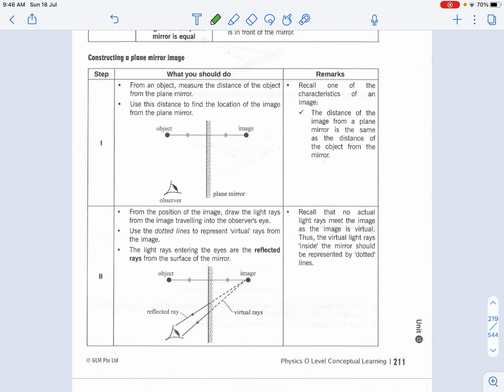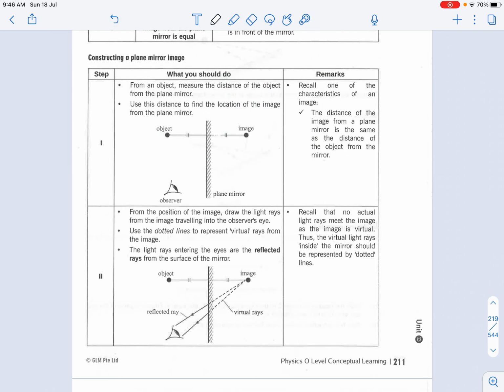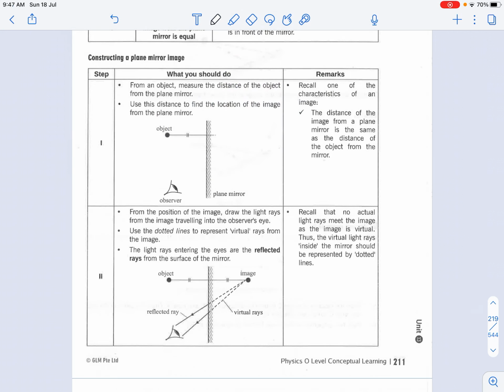Now another thing is, how do we go about constructing a plane image? So for a plane image, you will be given a question which will look something maybe like this, where you will be asked to draw the image of the item. And so what you need to do is to first identify the distance to the plane mirror, and you just draw one horizontal line there, like 90 degrees.